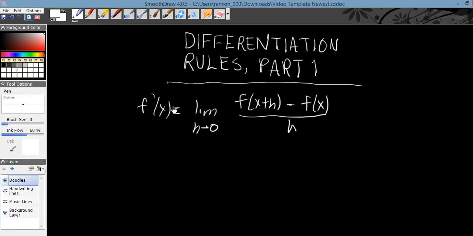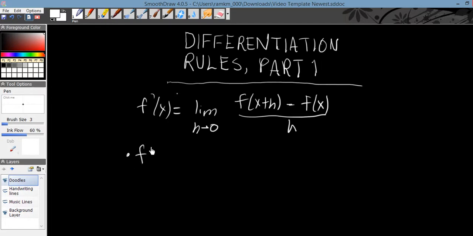Fortunately, there are some simple rules we can use to find derivatives, and we'll see what these rules are and how they're helpful to us over the next few videos. But before I get to the rules, I have to mention that some of them are predicated on functions being differentiable. What does that mean?